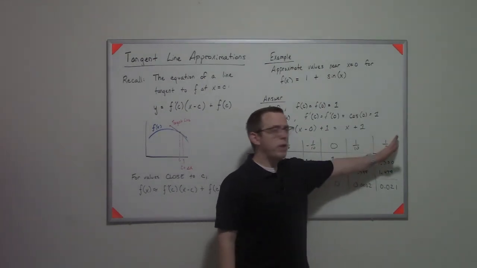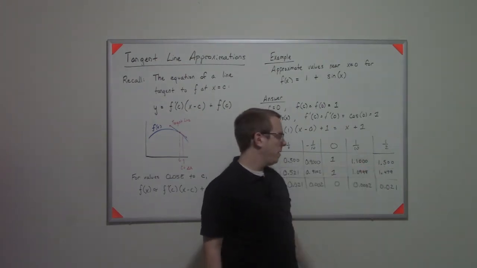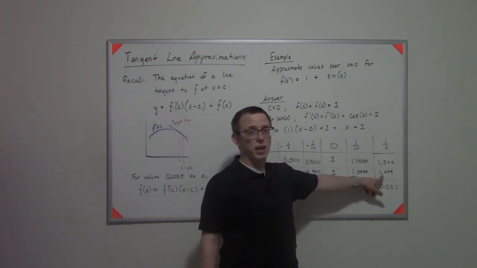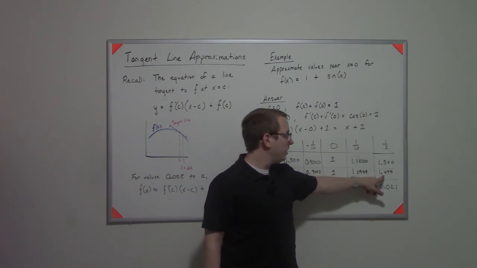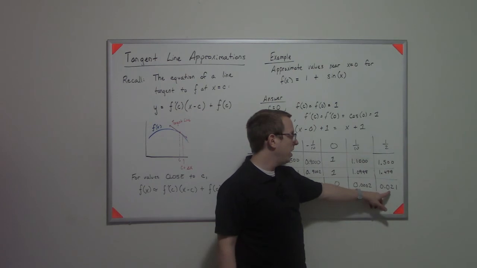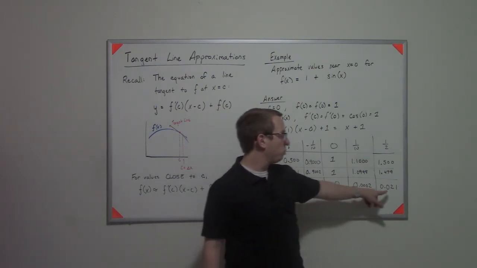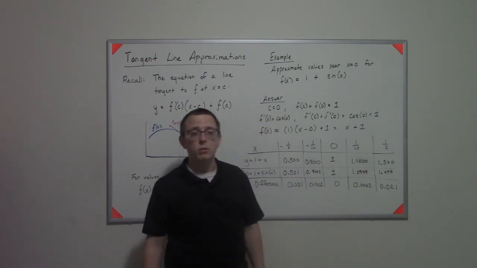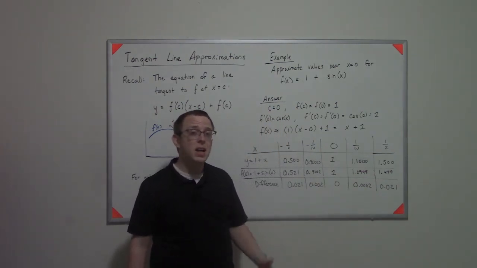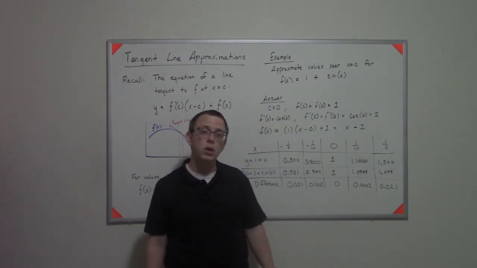However, if we move out to 1/2, 1 plus a half is 1.5. Now 1 plus sine of a half is 1.479, and the difference is 0.02. So we lost 2 digits of precision here by going out to 1/2. And that's not terribly bad. I mean, if you think about it, 0.02 is a pretty small difference.